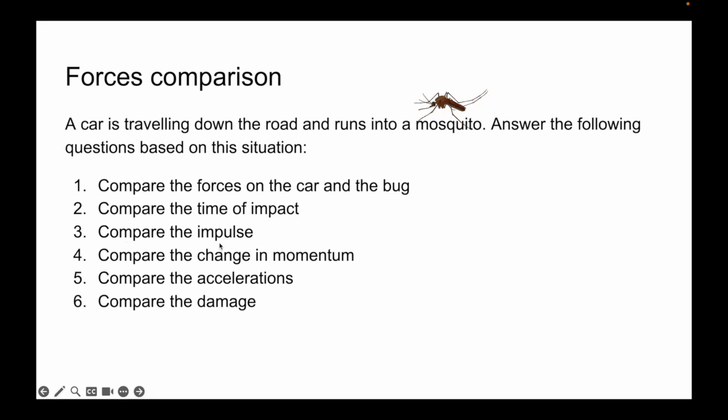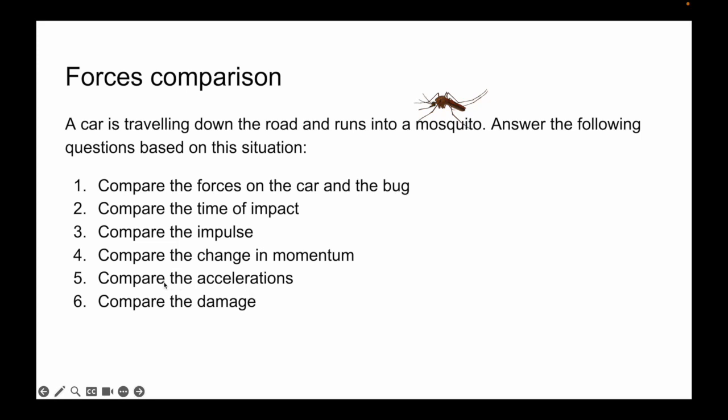What about comparing the impulse of them? Well, we just compared the force and we just compared the time, so the impulse, or the J, is also going to be exactly the same. For comparing the change in momentum, the change in momentum is actually just the impulse, so that one is also going to be the same. But what about the accelerations and the damage? These are going to be a little bit different.